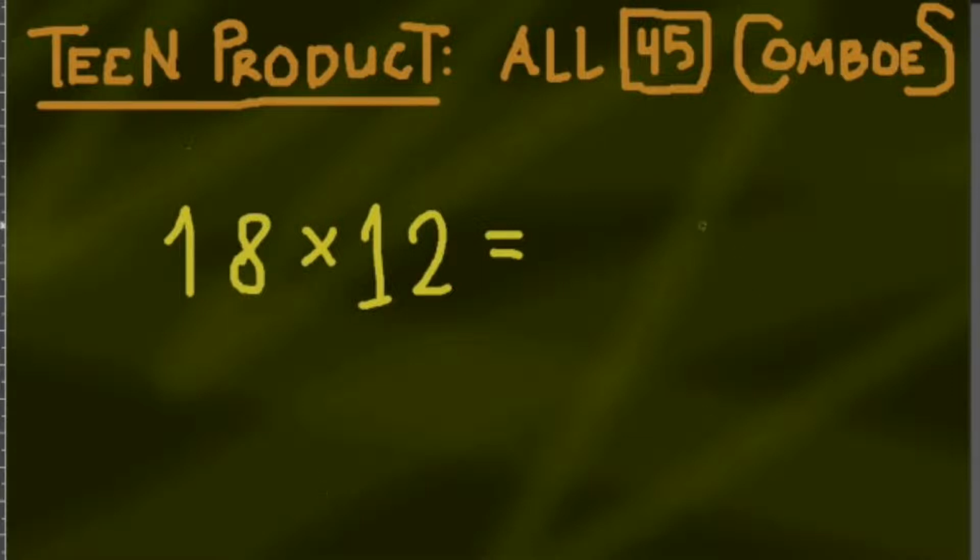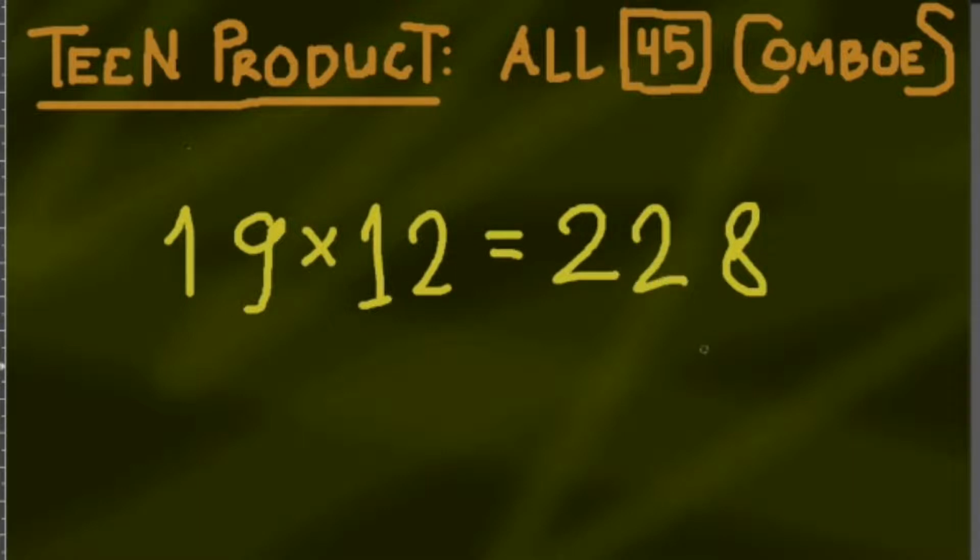18 times 12. This ends in 6. 18 plus 2 is 20. Then 21, so 216. Lastly, for 19 times 12, this ends in 8, and this becomes 228.